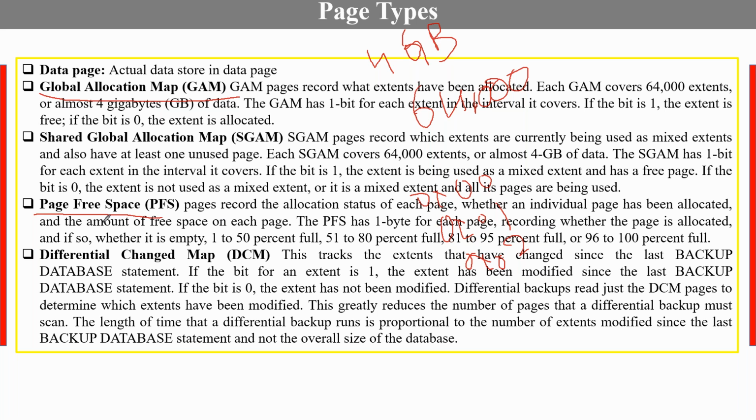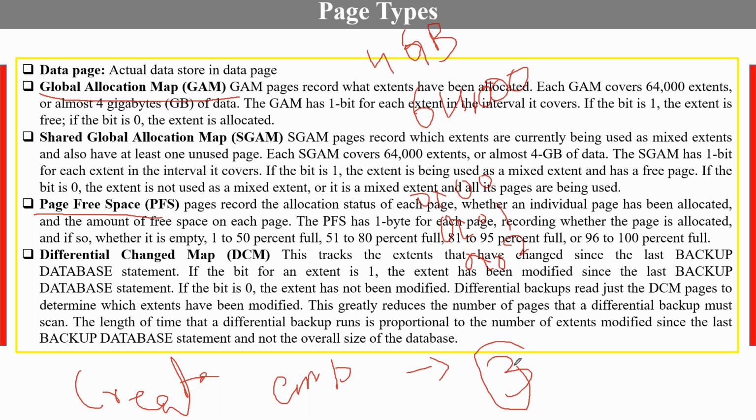When you create a table, for example an employee table, SQL Server allocates, say, 3 extents for it. Out of 64,000, 3 extents are allocated, so how many extents are still available? 63,997, right? Yes. This is how it works.